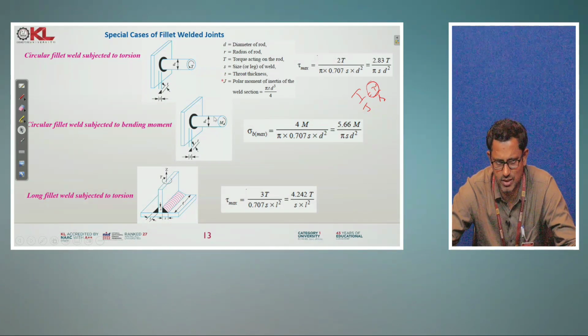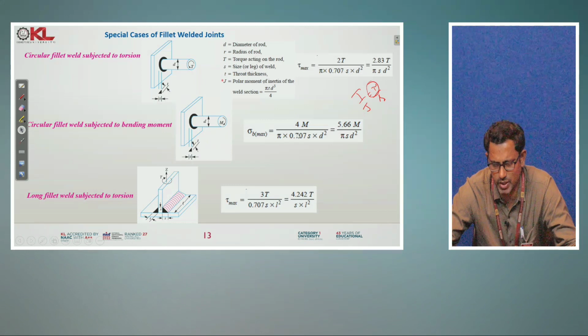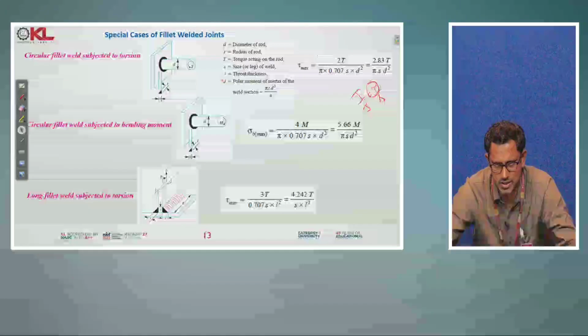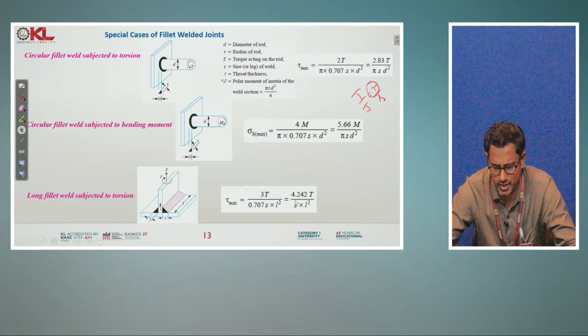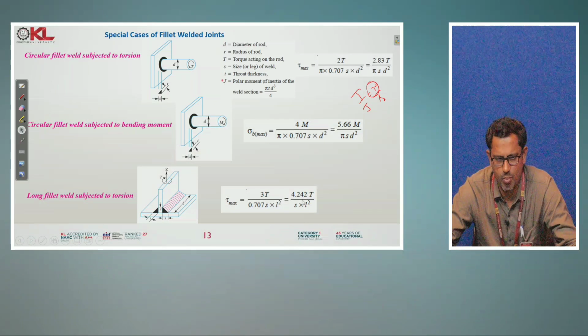Similarly, the circular fillet weld subjected to the previous one is only torsion, now only bending moment. So sigma B is equal to M by Z, you will get the values. Similarly, the long fillet weld is subjected to torsion. So by substituting all the required data in the given equation, you will get the tau max value as 4.242 T, twisting moment, by S into L square. So these three are considered as special cases.